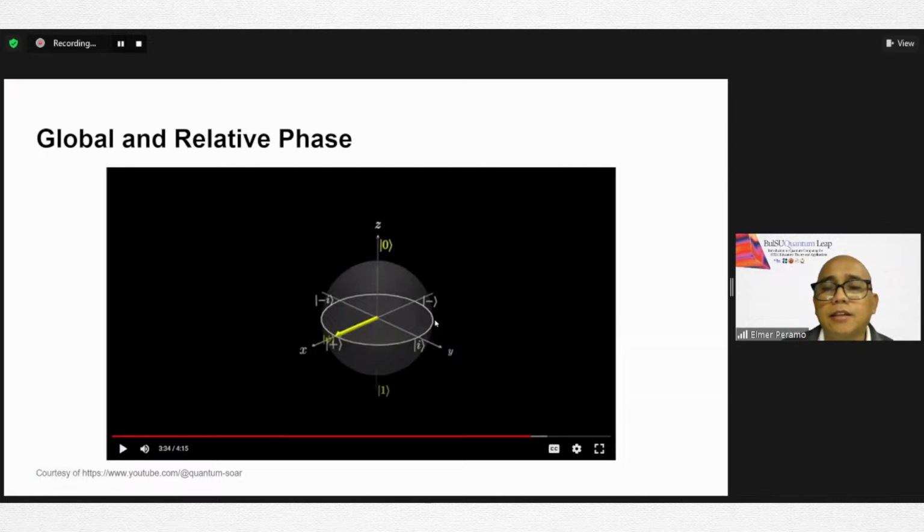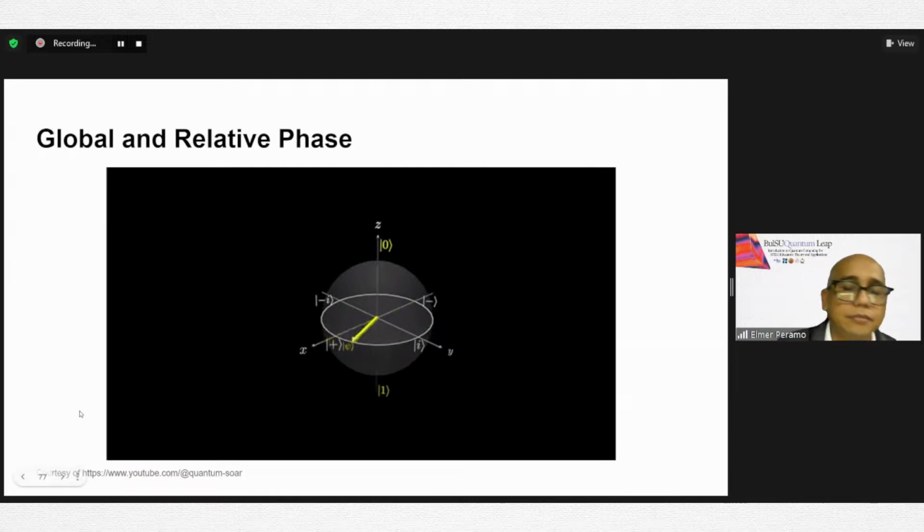Just would like to highlight the fact that the z-axis is this one, and then the x-axis is the axis wherein the plus and minus reside, and then the y-axis is where the ket I and ket negative I reside. The probability stays the same for the 0 state and the 1 state, no matter how far we rotate around the Bloch sphere.